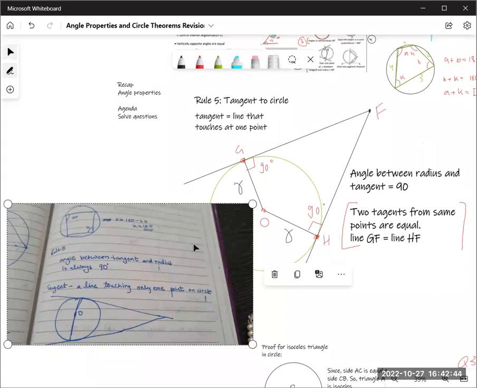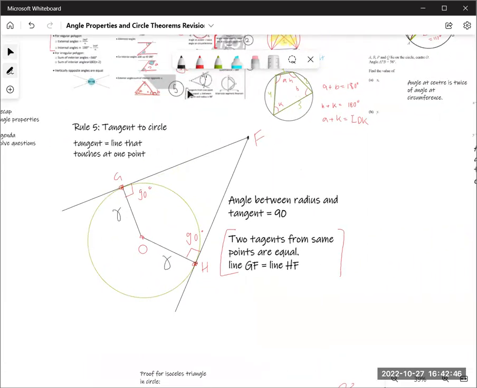Don't do that, please. That would take a lot of your time. Or just write rule 5 again. The only thing which has changed is this part. That's it. Everything is exactly the same. You can draw this again.